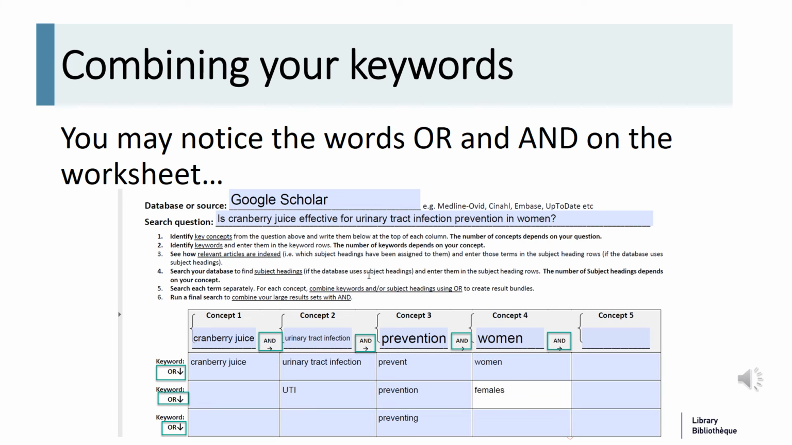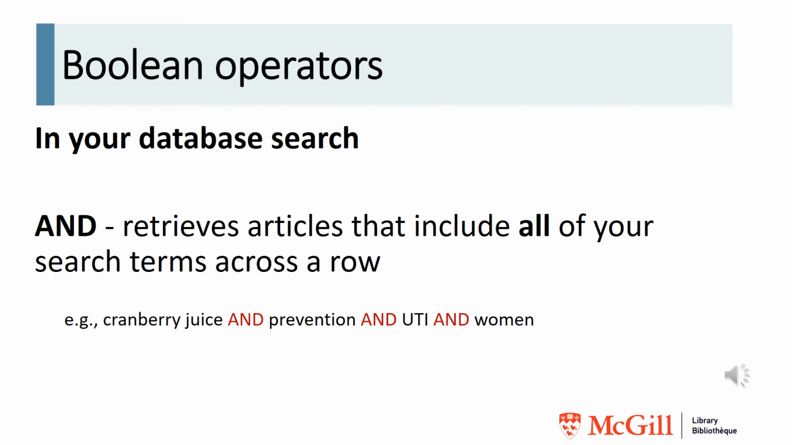Now you may have noticed that the words "or" and "and" are on the worksheet, and those are not there by accident. They're actually really important, and they tell you how to combine your terms when you conduct your search. So in your database search, using "and" retrieves articles that include all of your search terms across a row. So for example, you would be searching for articles that have the words cranberry juice and prevention and UTI and women.